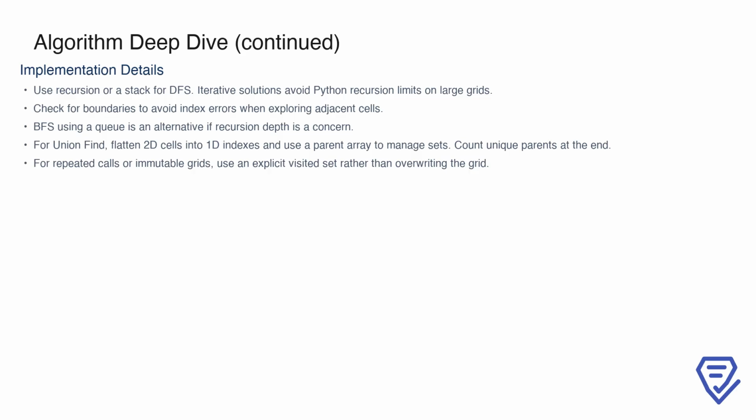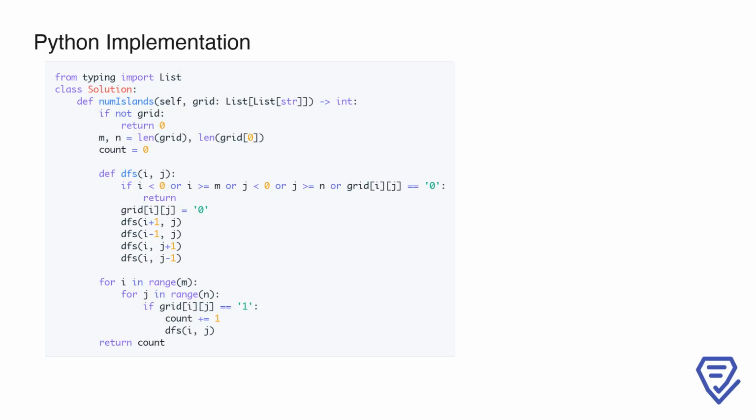These details ensure your algorithm is robust and adaptable to variations of the problem. Let's walk through the Python implementation for LeetCode problem number 200, Number of Islands. We define the numIslands method, accepting a grid of strings. If the grid is empty, we return 0. We then determine the dimensions of the grid and initialize our island count to 0.